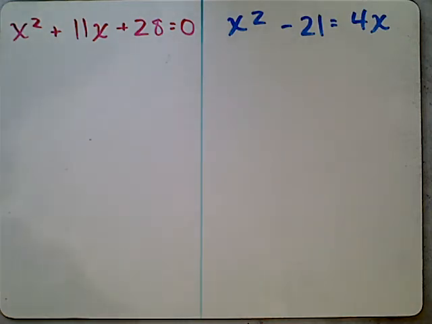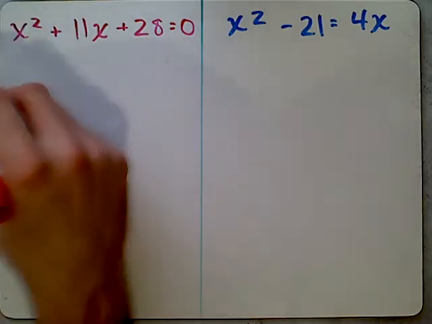Hello again, everyone. This is Mr. Hoy. In this question, both the left and the right, we're going to be solving by factoring. What that means first and foremost is we need to understand that the zero product property is how we're able to solve this. So we need to make sure the zero is by itself.